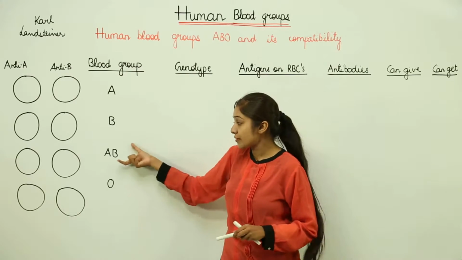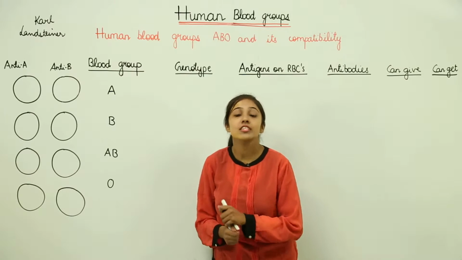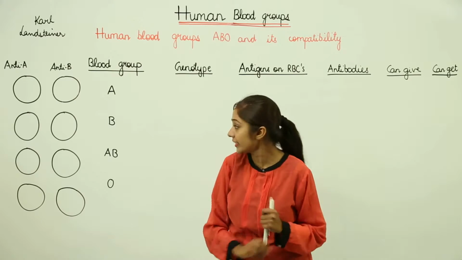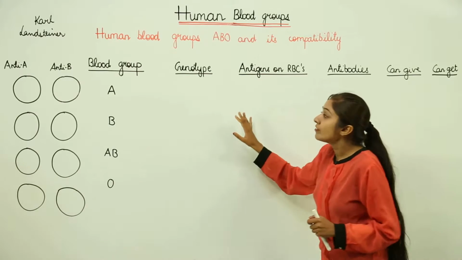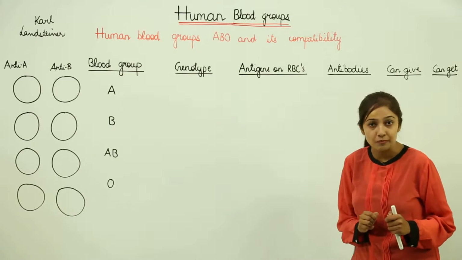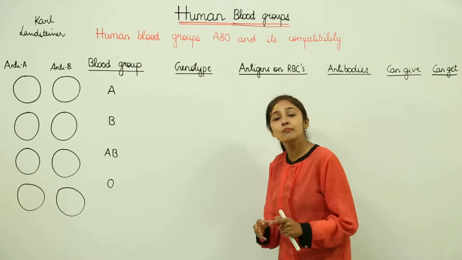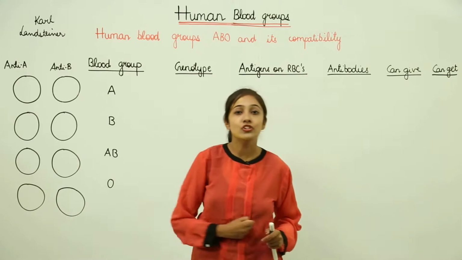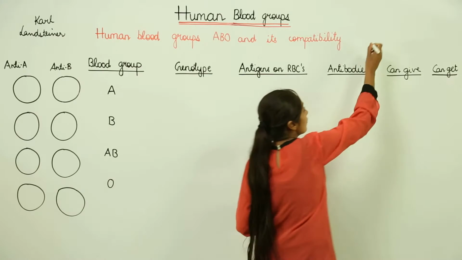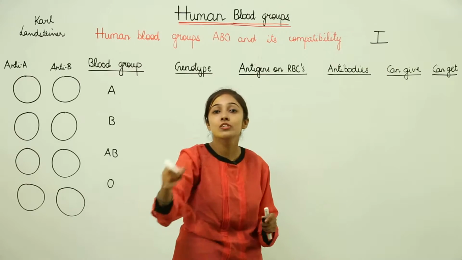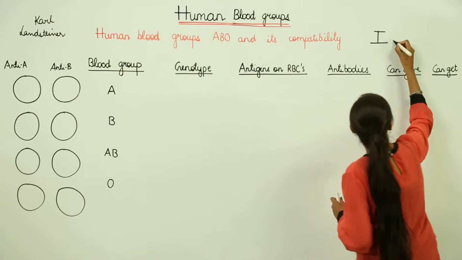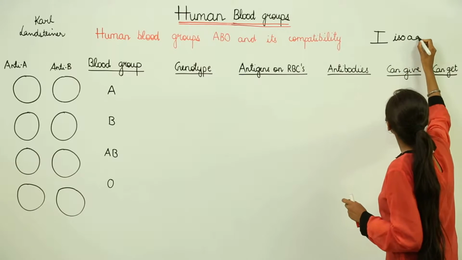The 4th type of blood group, that is AB, was given by Decastello and Sturli. Now when we talk about the blood grouping system, this blood group is determined by a very special gene, that is the I gene. What is the name of the gene? It is the I gene, that stands for iso-agglutinin.